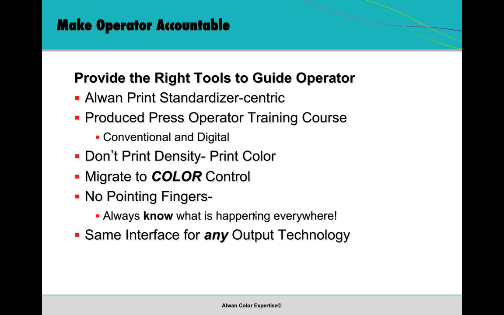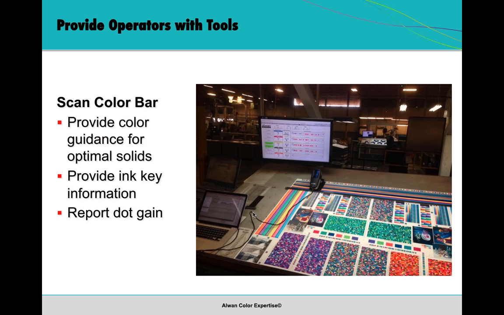So we actually have a full training course on this online, which I'll talk about in a minute. But it's really important to help operators transition from looking at density to looking at color. Because yes, you can control the press with density, but customers buy color. And we need to eliminate the finger pointing.